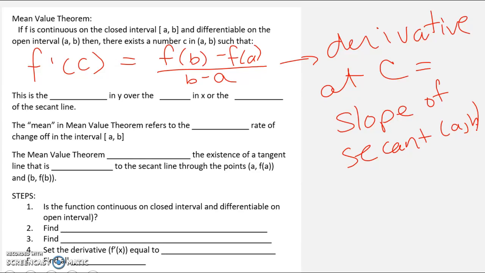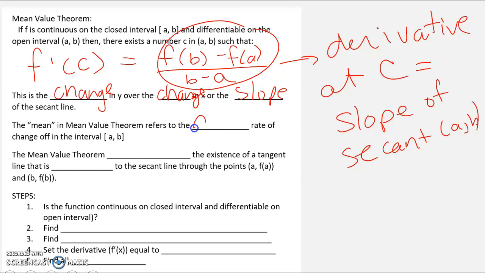Okay. In words, we are looking at the change in y over the change in x, or the slope of the secant line. So this looks like fancy notation, but you're just figuring out slope, y2 minus y1 over x2 minus x1. The mean in the mean value theorem refers to the average rate of change of the interval from a to b.